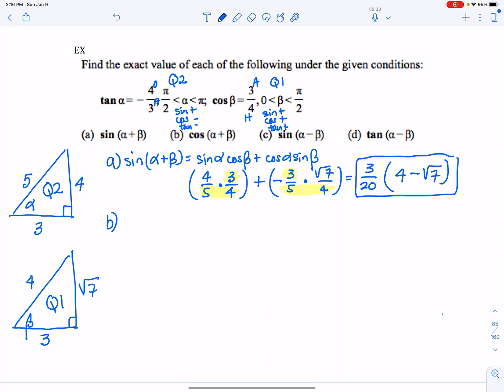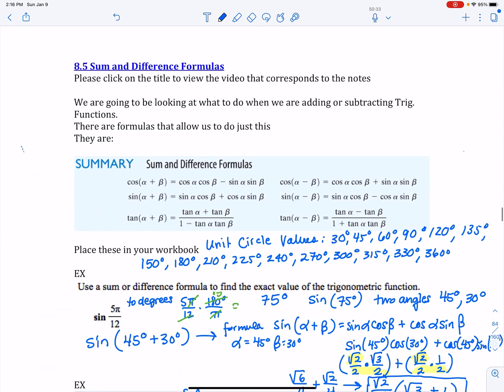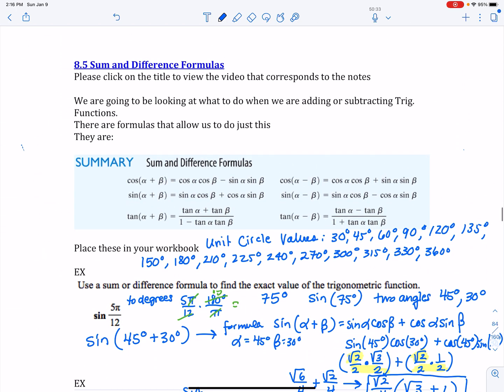Let's look at B. B says cosine of alpha plus beta. So I need the cosine of alpha plus beta formula. And if I go up to the top, I see cosine of alpha plus beta is cosine alpha cosine beta minus sine alpha sine beta.